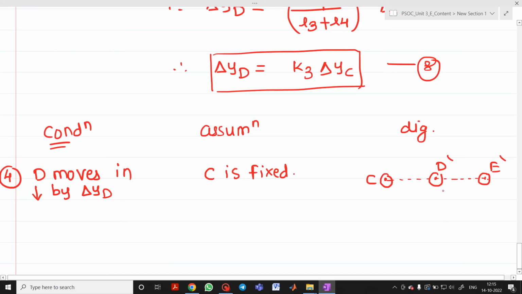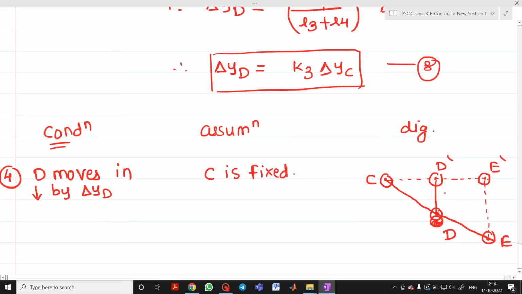Now D moves in the downward direction, so I will put this point here. D moves in the downward direction and C is fixed. So how will the diagram be? The diagram will be like this. Okay, let me try to draw this properly. This point will be at this point. Don't take this point here. So this will be your point D, and this will be your point E.